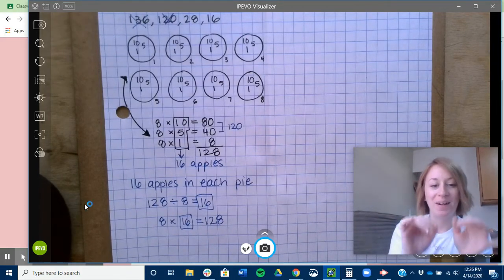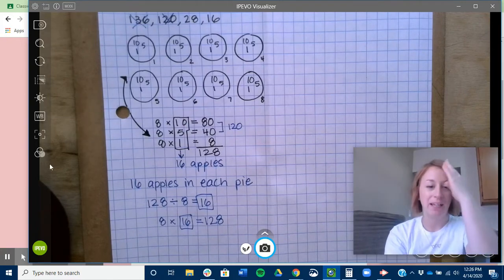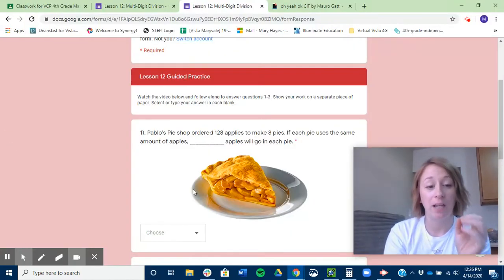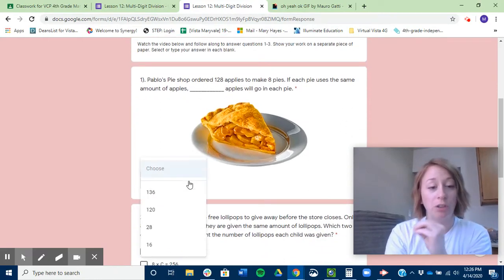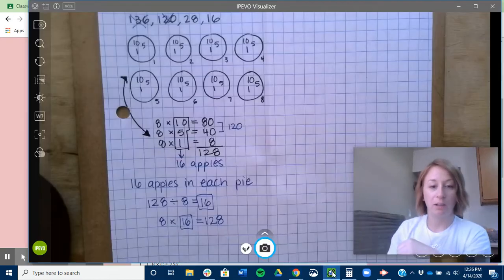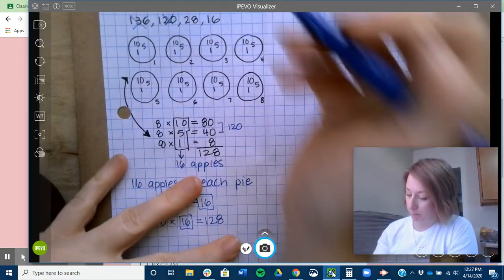Okay, now let's go ahead and type in our answer in the blank space. The answer is, actually, we're not typing it in because we have to choose. We chose that it was 16, which also means that we can have that circled on our paper.